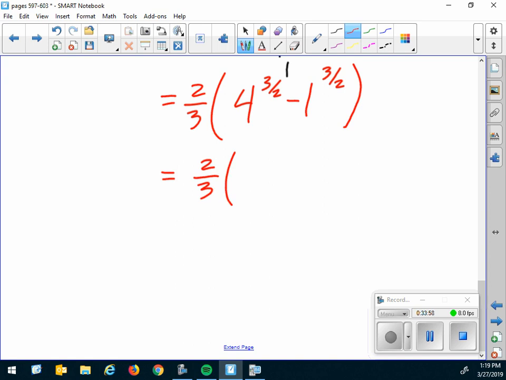What's 4 to the 3/2? Square root of 4 is 2. 2 cubed is 8. Good. Minus... So this is what, 2/3 of 7? Which is, there you go.